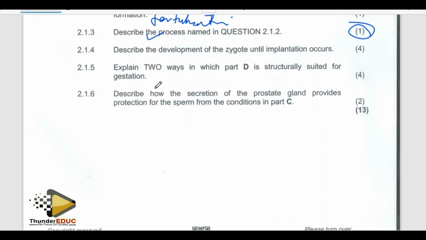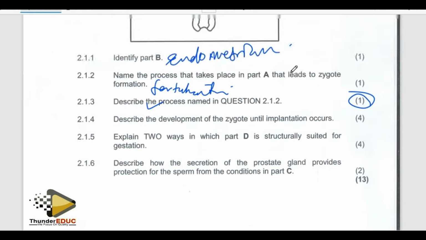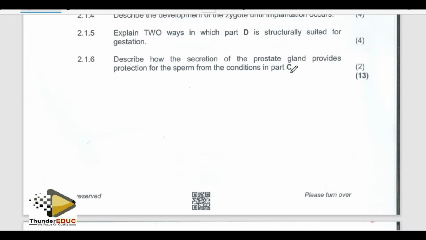So let's continue to the next question. Describe how secretion of the prostate gland provides protection for the sperm from conditions in part C. What is part C? Vagina. Now ask yourself, how about the vagina? It is acidic. Remember, if a vagina is acidic, what does it mean? It means that sperms don't like acidic conditions. So what should we do?